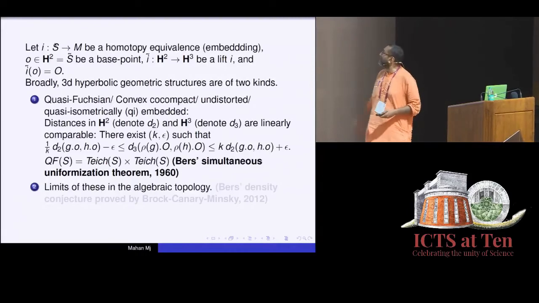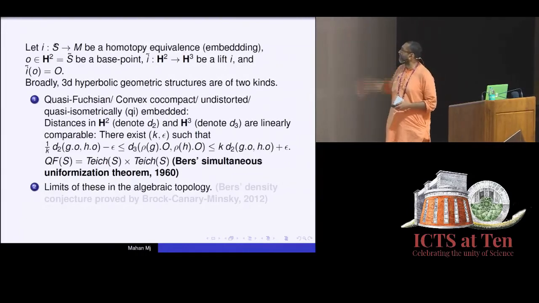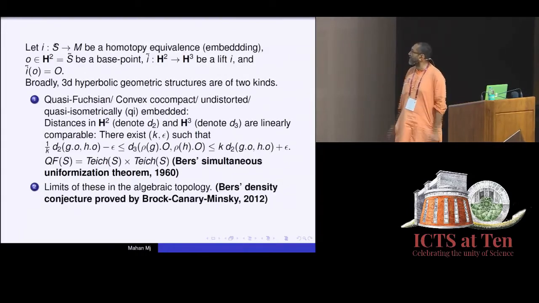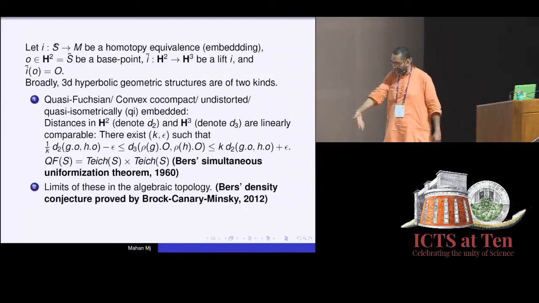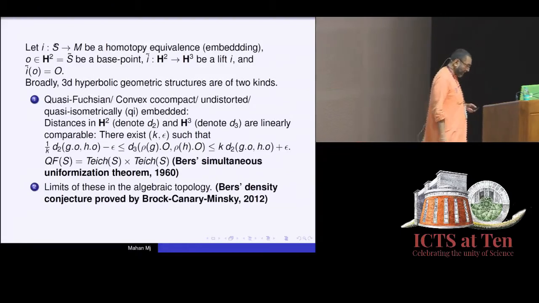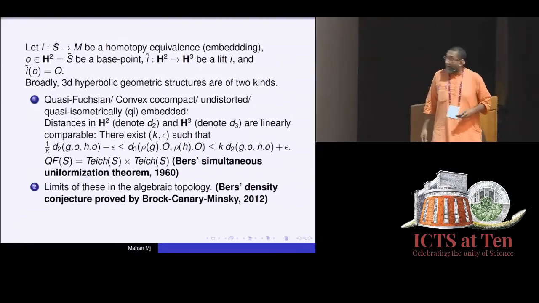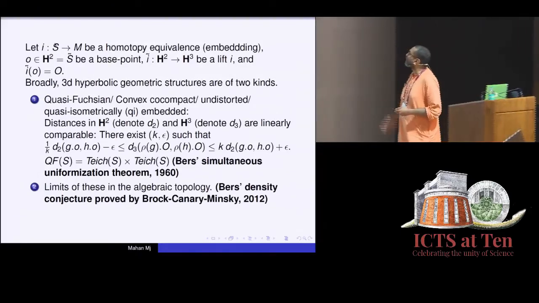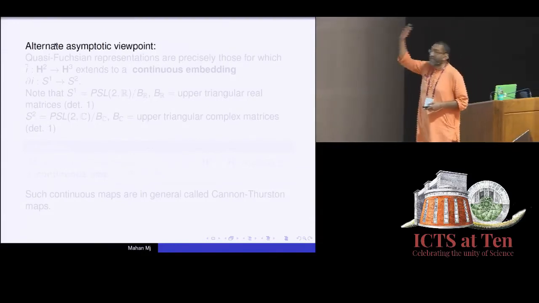And this turns out to be true. So the second class of representations are limits of these. And this was called the Bayes density conjecture. It was proven in this decade, 50 years after Bayes conjectured that. There's an alternate viewpoint that one can take, which is asymptotic.